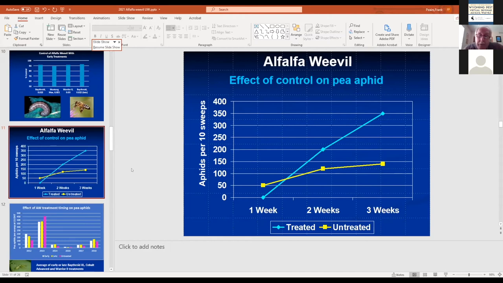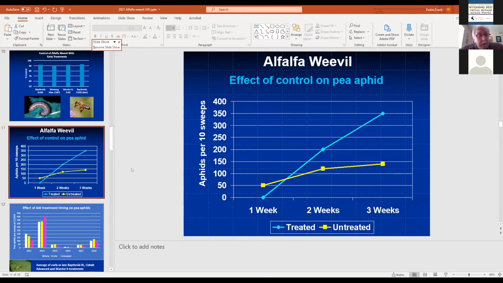So this is a real problem. It's associated with all of our alfalfa weevil treatments. And we think that the best solution to this particular problem is to select alfalfa varieties that are resistant to pea aphids. And there are a number of those. And that will just get you out of the issue completely.